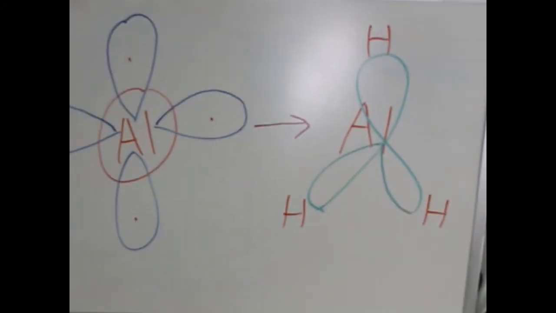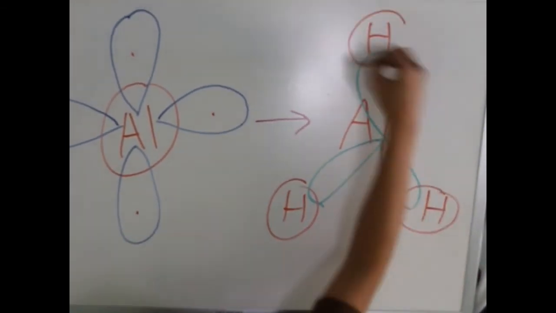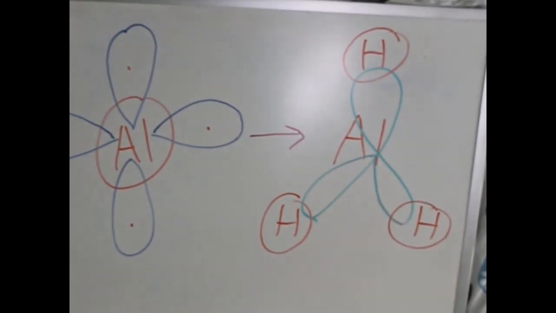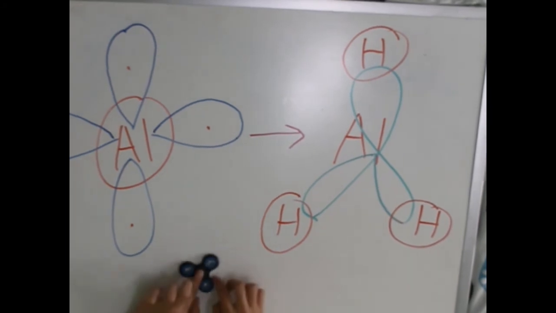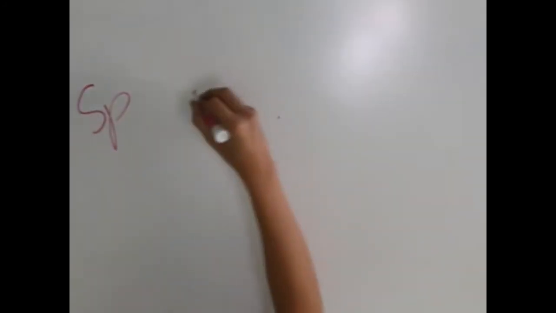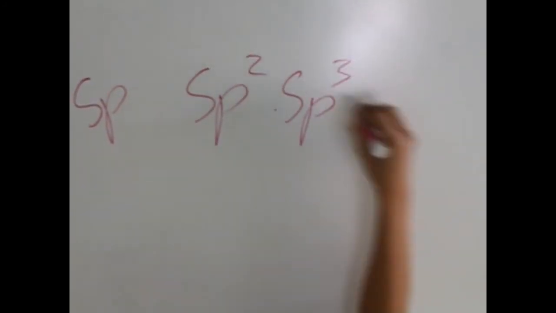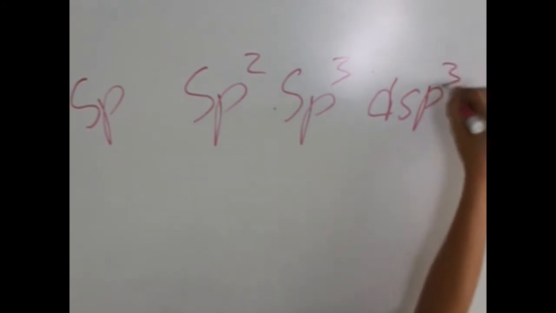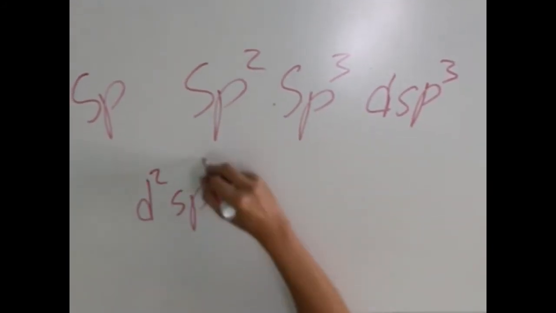To find the hybridization of an atom, draw a Lewis dot structure and count the number of effective electron pairs around the atom. Then subtract 1 and match it to sp, sp2, sp3, dsp3, and sp3d2.